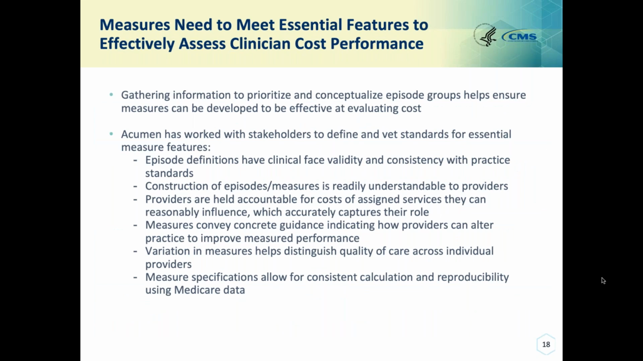Once we have prioritized measures for development, measures must also have certain essential features to ensure that they can effectively assess clinician cost performance. Acumen has worked with stakeholders, including the TEP, to define and vet these standards. The measures must consider the clinician role in care, which can include factors like practice standards, what services are clinically related to the condition or procedure being assessed, and whether there is sufficient variation in performance to be able to distinguish between individual providers. Further, it's important that measure construction is both readily understandable and able to convey information to providers about ways to improve. Finally, the measure should be specified in a way that allows the measure to be consistently calculated and reproduced using Medicare administrative claims data. Next slide, please.